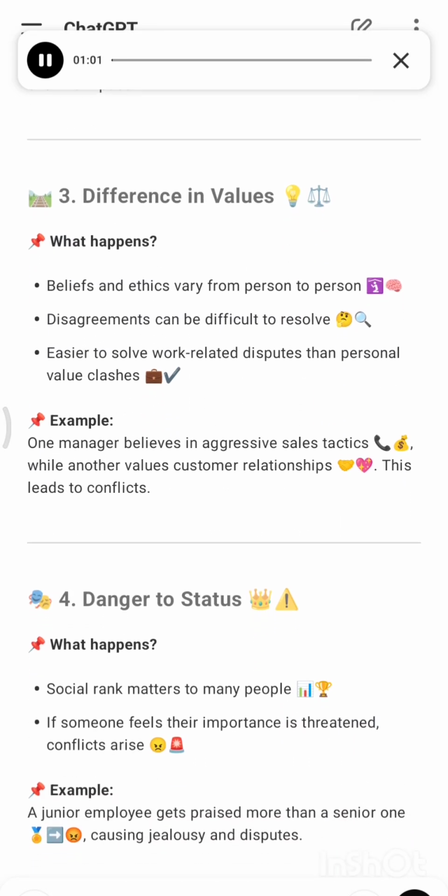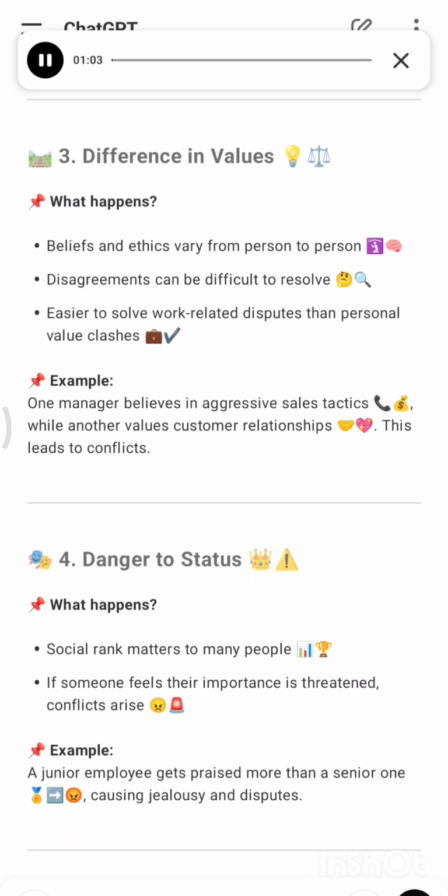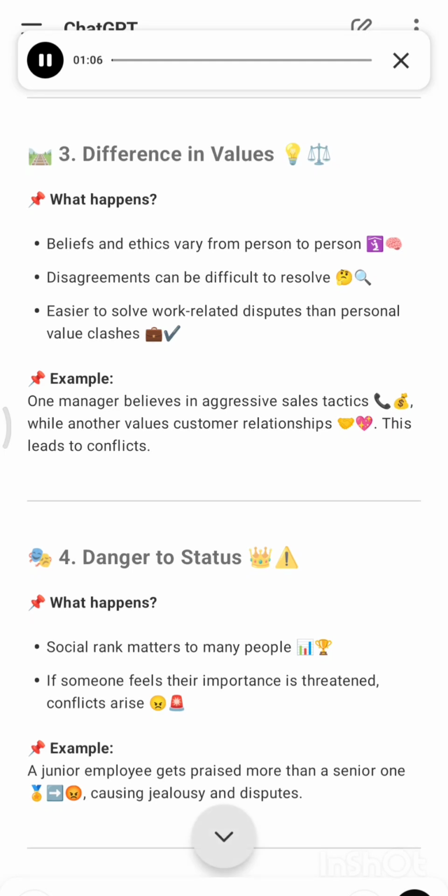3. Difference in values. What happens? Beliefs and ethics vary from person to person. Disagreements can be difficult to resolve.